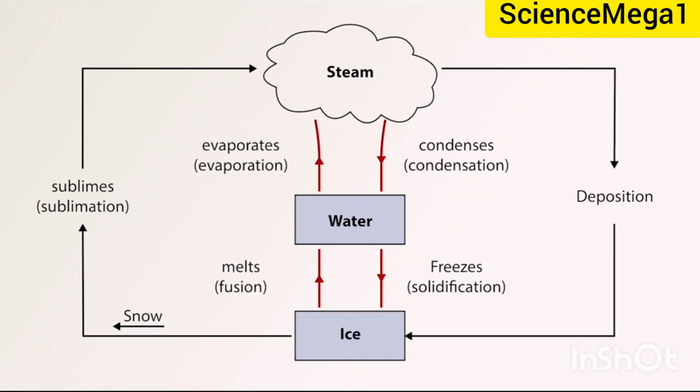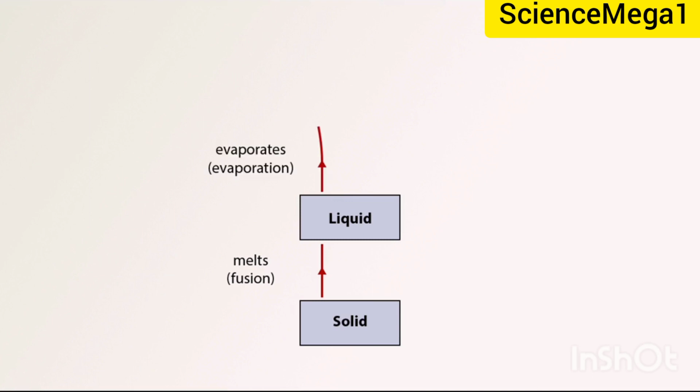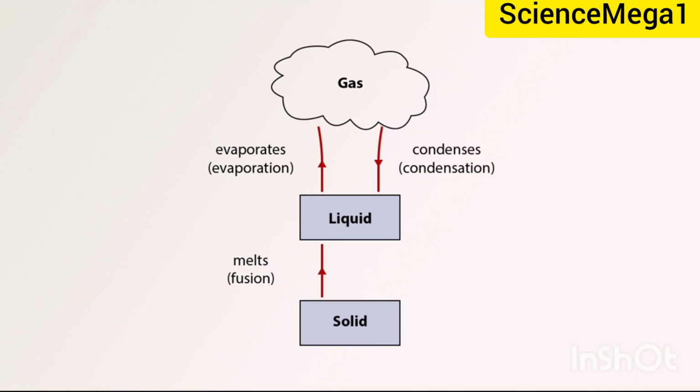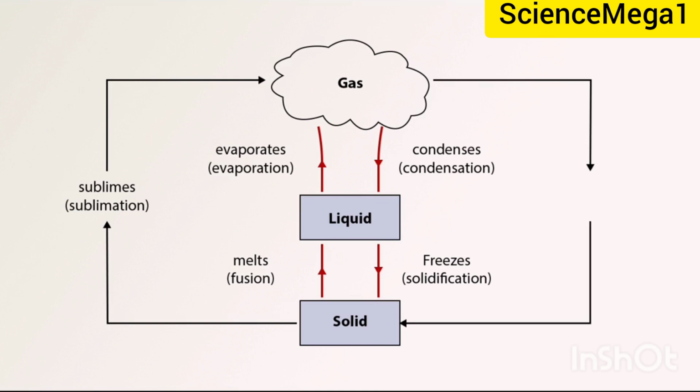In the diagram on your screen, when solid melts, it forms liquid in the process called fusion, and the liquid in turn evaporates to form gas, also in a process called evaporation or vaporization. And when the gas condenses to liquid, it is also called condensation. And when the liquid freezes back to solid, it is called solidification. Now, when the solid changes directly to gas, the process is called sublimation. And when the gas in turn changes directly to solid, the process here is also called deposition.